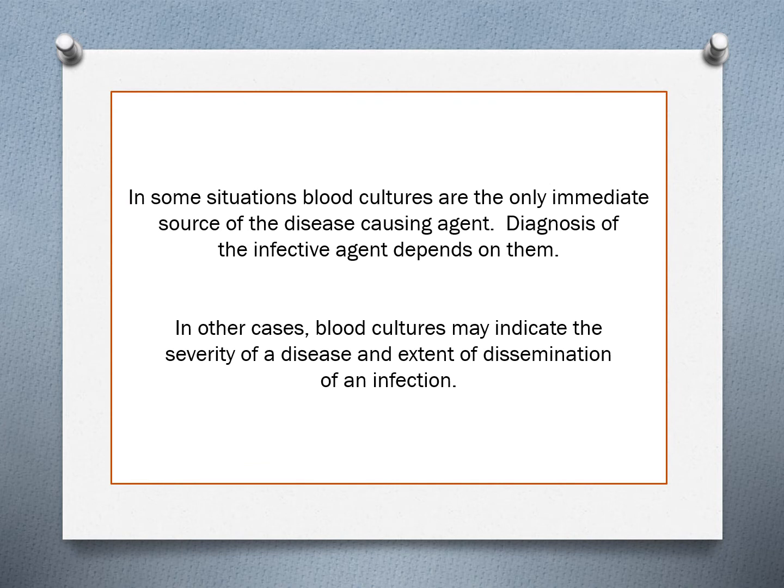In some situations, getting blood cultures is the only way we can diagnose our patient as being septicemic. In other cases, blood cultures may indicate the severity of a disease. For example, you may have a urinary tract infection that has gone south and that has now led to septicemia. Also, urine cultures may grow the same organism as the patient's blood culture. I always found that to be very interesting.